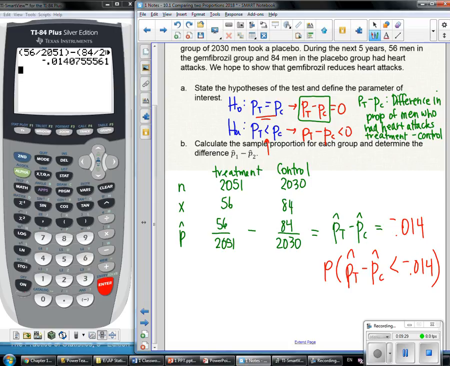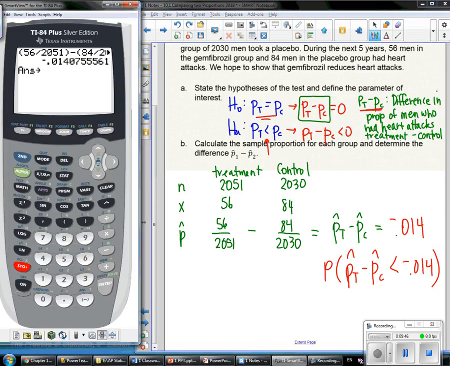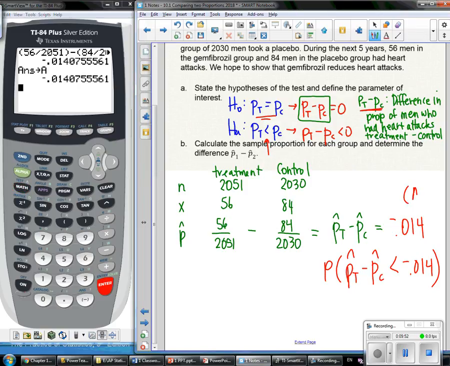Well, in order to calculate the probability, I need to know the probability distribution for my new random variable, this p of t minus p of c. And because I'm going to be coming back to this difference, this negative 0.014, I'm actually going to store this in a variable. So I'm going to store this in alpha a, so I can come back to it and not have to worry about a rounding error. So I'm going to call this a. And that's just for my own notes.